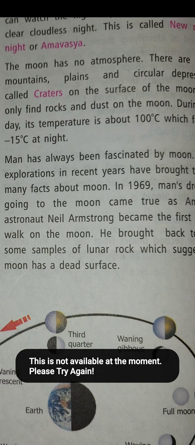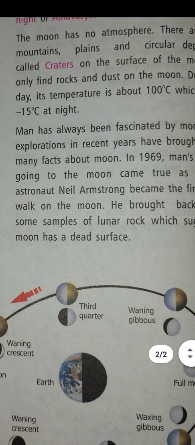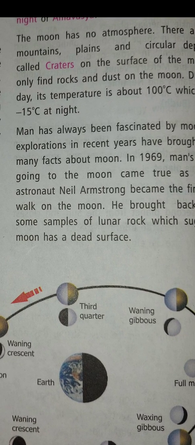He brought some samples of lunar rock back to the earth, which suggests that the moon has a dead surface. The moon has rock materials, and those are also dead rocks, meaning they are not fertile.